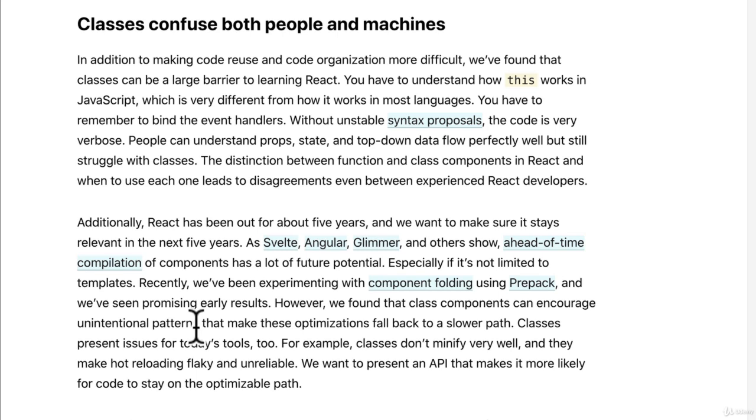And another major reason that is overlooked is that React wants to do something called ahead of time compilation one day, hopefully for performance, something that things like Svelte, Angular, and Glimmer do. And by not having classes, it makes this easier for them to do so.